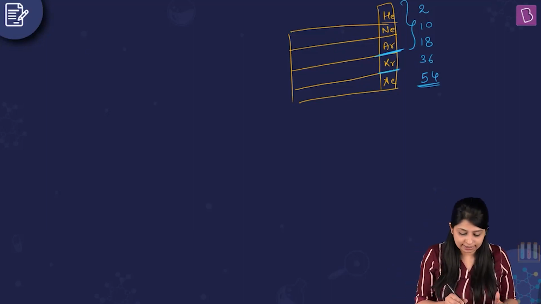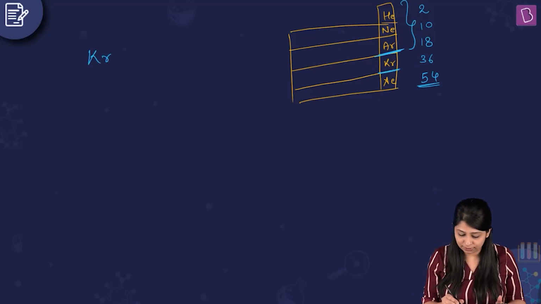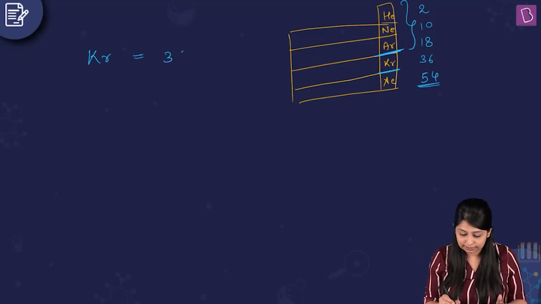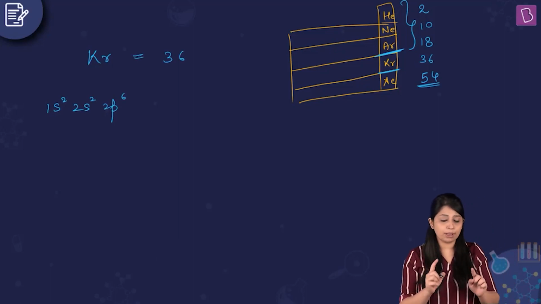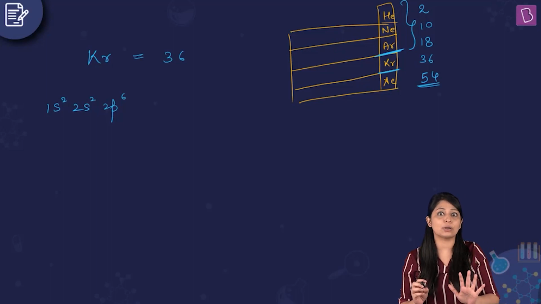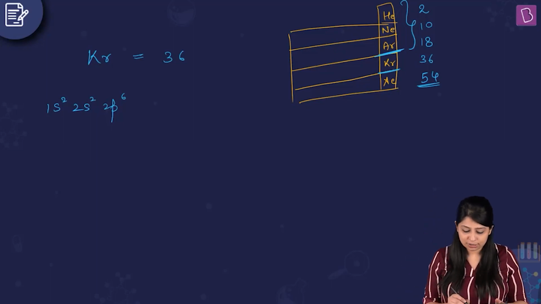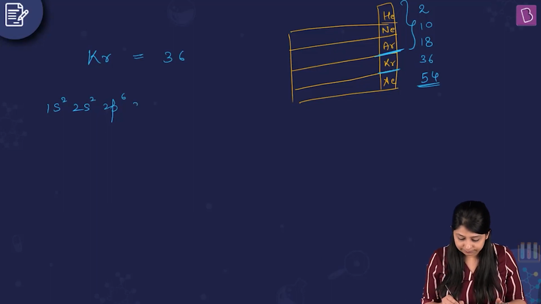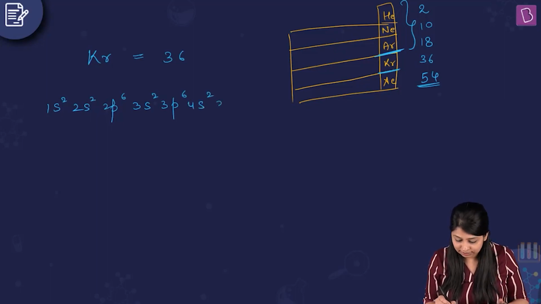What happens in the case of krypton? Okay, so what is the electronic configuration of krypton? We have atomic number as what? 36. So that would be 1s2, 2s2, 2p6. I hope you remember how I am filling these electrons, like how I am writing this electronic configuration, the Aufbau principle, right? I hope you remember that. So 1s2, 2s2, 2p6, 3s2, 3p6. Next would be 4s2, 3d10.